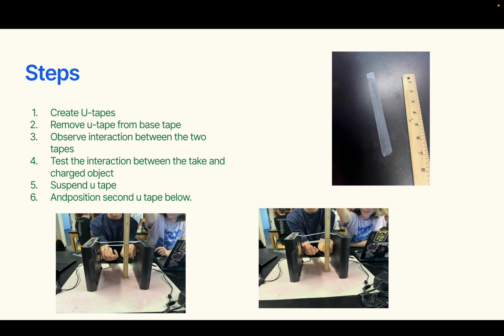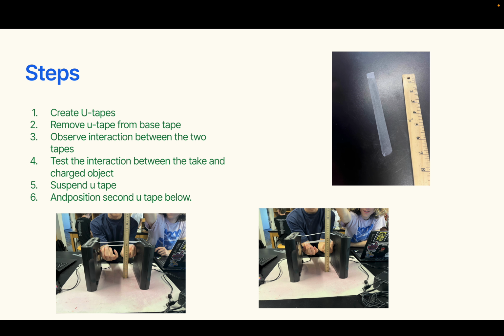So some steps are creating the U-tapes, and in order to do that, we took two pieces of tape, put them together, and then completely ripped them and pulled them off of each other, and we did that repeatedly. So you remove the U-tape from the base tape, and then we observed the interaction between two tapes. So we took two tapes and we put them together against the table, and then we moved them near each other to see if they would repel or not.